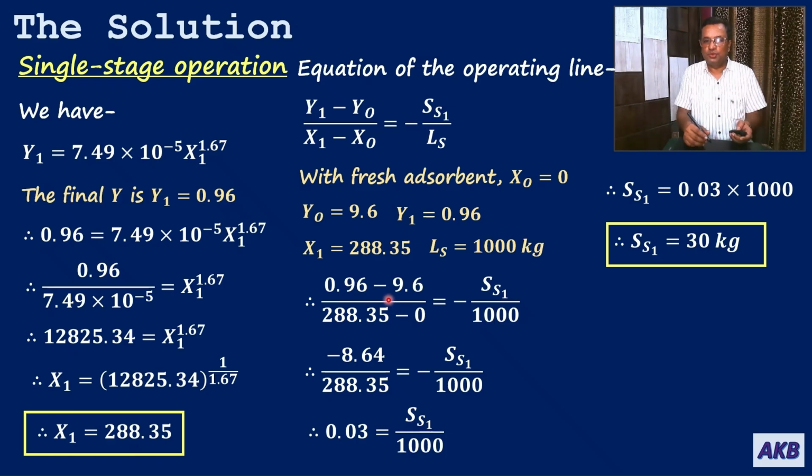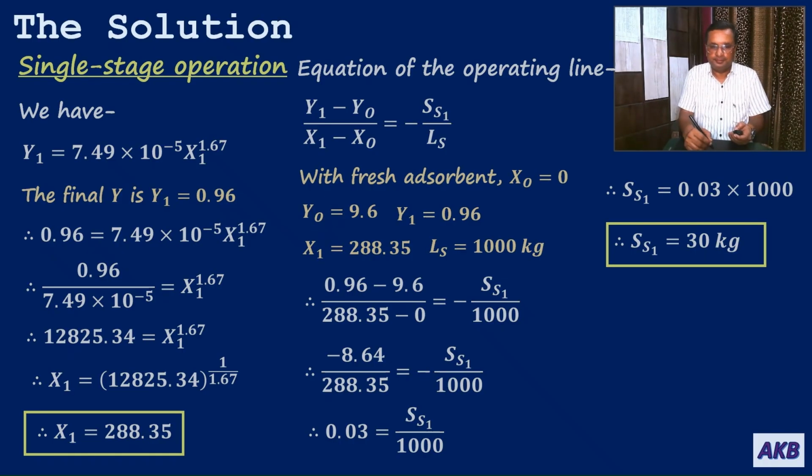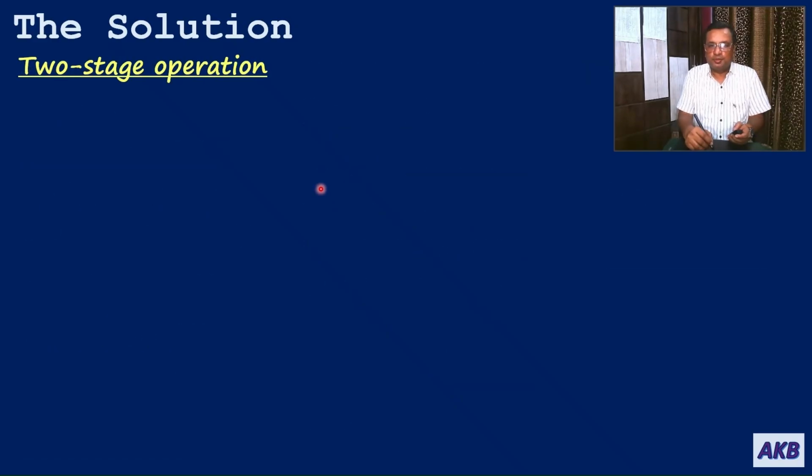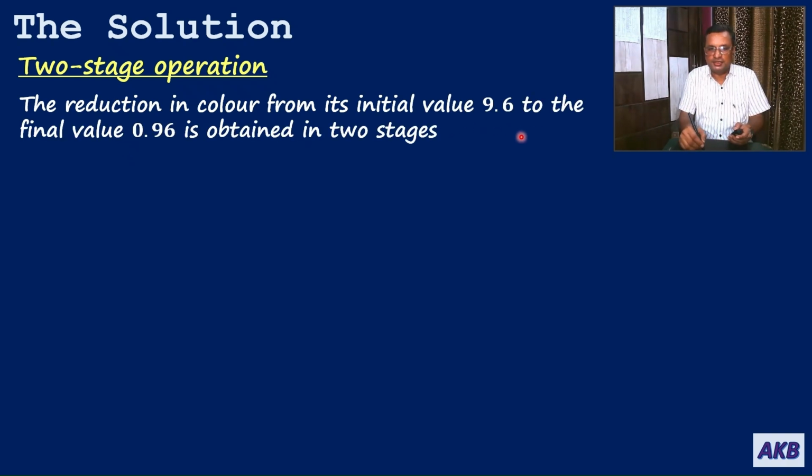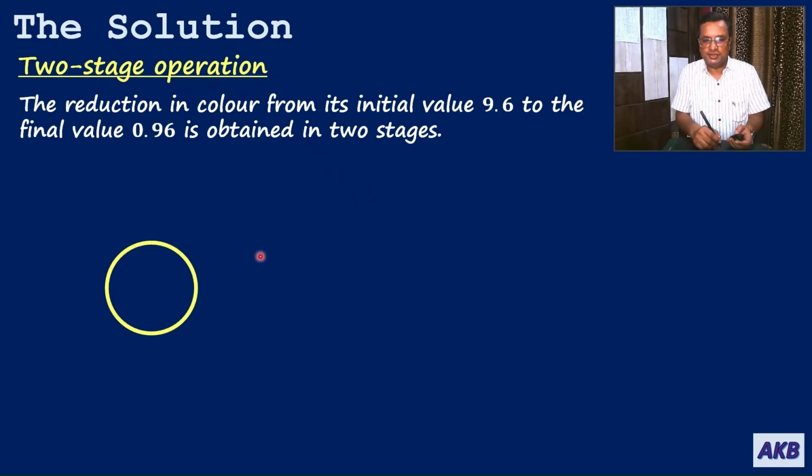Now let us go to the last task, which is to get the quantity of adsorbent in two-stage operation. So let us move ahead. Two-stage operation, the task is, in two-stage operation, the reduction in color from its initial value 9.6 to the final value, which is 0.96, is to be obtained in two stages.